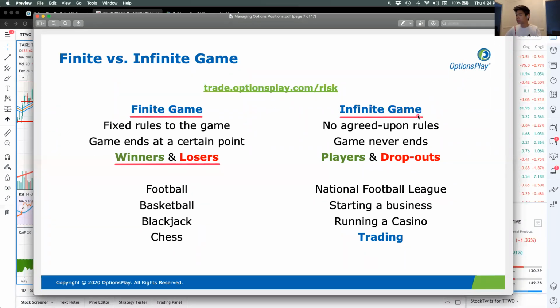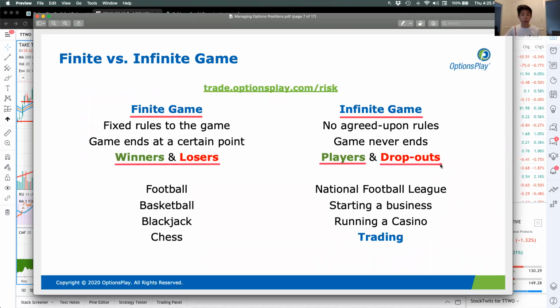And then there are sets of games that we call infinite games. These are games that have no agreed upon rules. The game never ends, or technically there is no end, but you effectively have two types of players. Players that can still continue to play because they are still in the game, and players who drop out because they no longer have the will, they no longer have the money, they no longer have the ability to stay in the game even though they want to.